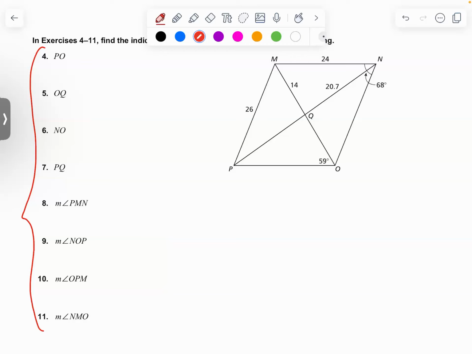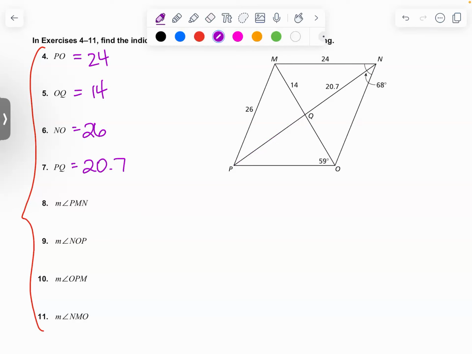Okay, all right, what is the measure of PO? Okay, good, it's 24. What about OQ? Good, 14. What about NO? 26. And then PQ, 20.7. Okay, we sound pretty solid on that front.